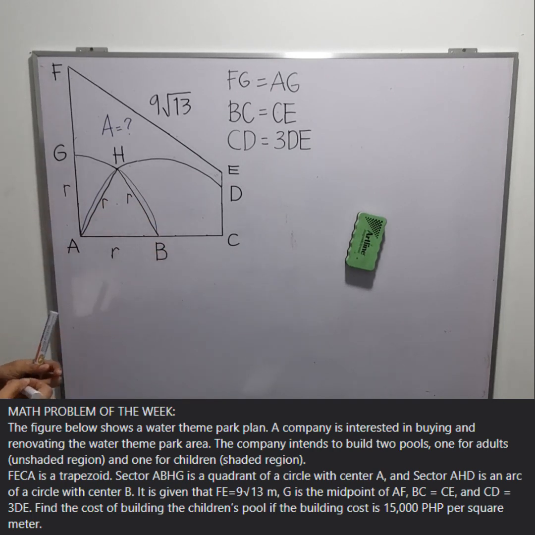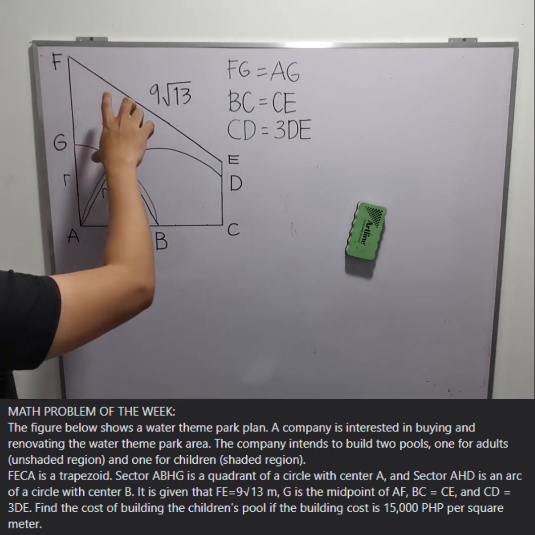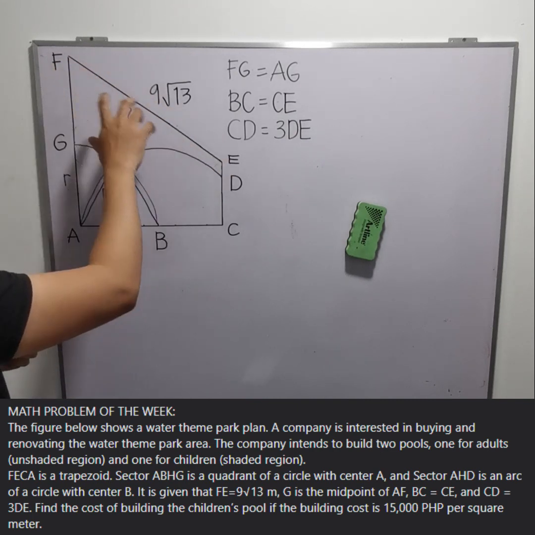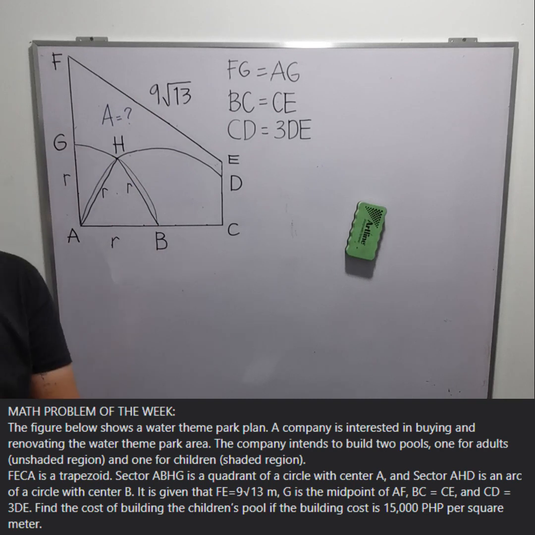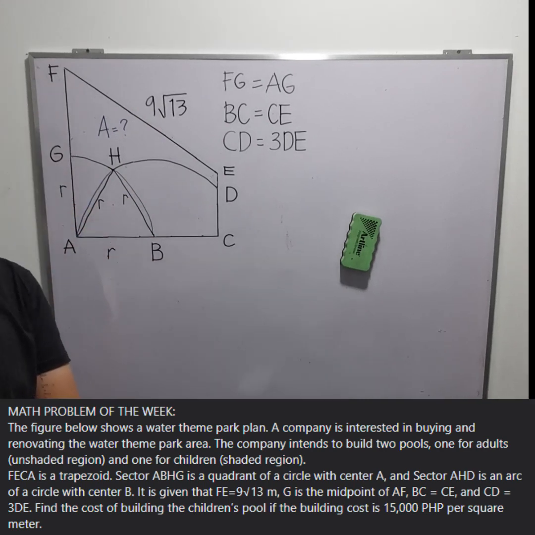So the question is, find the cost of building the children's pool if the building cost is 15,000 pesos per square meter. We will solve the area of the children's pool, then multiply it by 15,000 pesos per square meter. So we have to get the area in square meters.